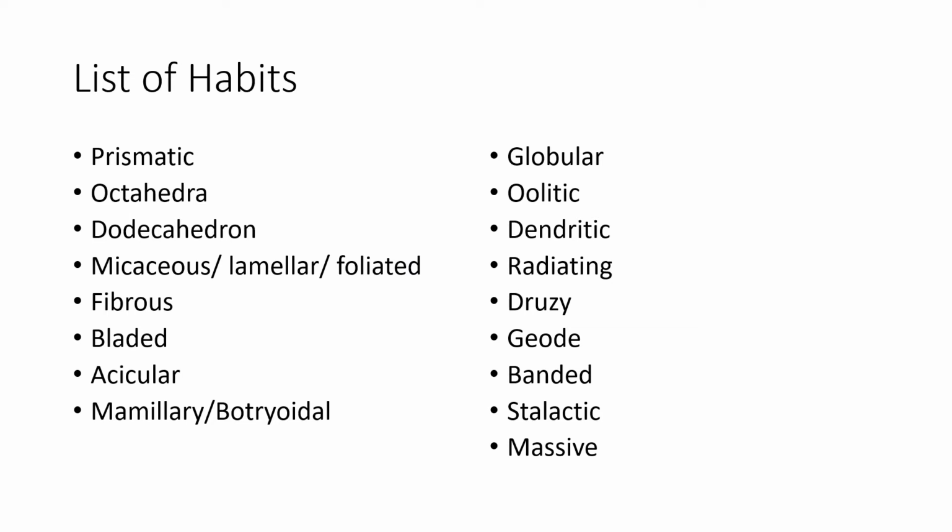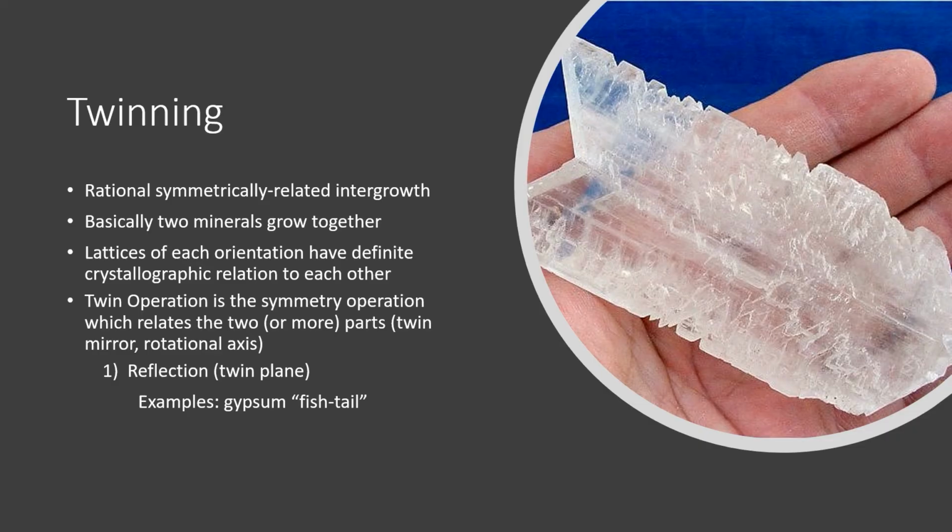So these are the list of habits that we just went over, and I'll put up the definitions for each of them in a PDF document later, and you'll be able to find it. And this is something that you're going to need for the lab as well, because we're going to do a lab on this. So now we're going to get to twinning.